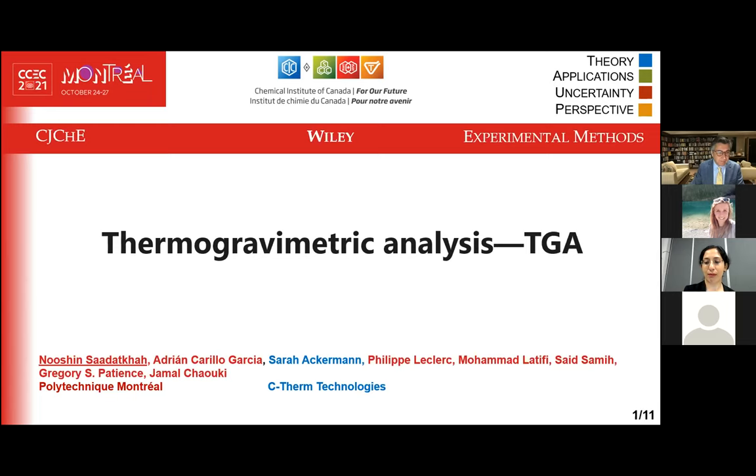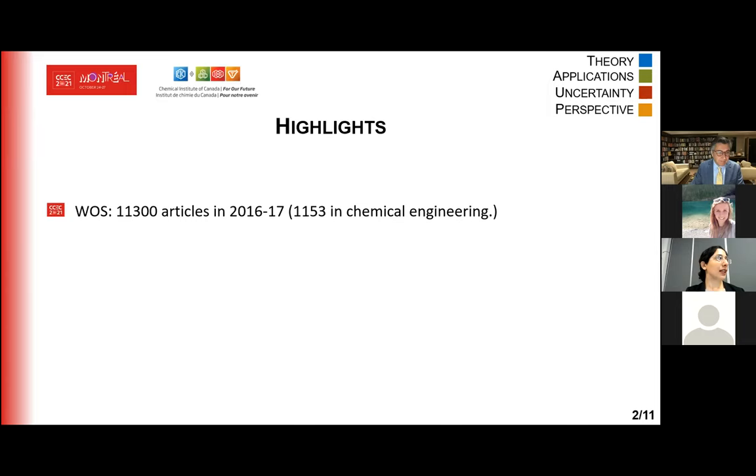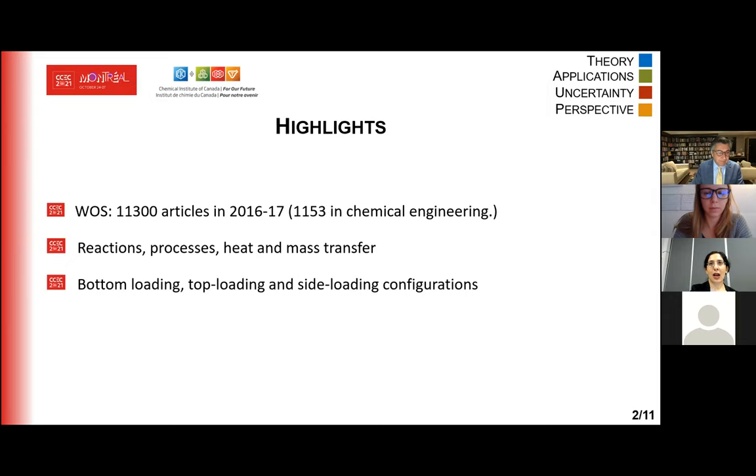To give you a general background idea of TGA, based on Web of Science, around 11,000 papers mentioned TGA between 2016 and 2017. Among these papers, 1,100 were in the field of chemical engineering. This technique can analyze different reaction processes and heat and mass transfer phenomena in different reactions. There are different configurations for common TGA instruments: bottom loading, top loading, side loading. I will talk about it later in detail. TGA by itself has some limitations in detecting different phenomena, but coupling TGA with GC, MS, and DSC makes it easier to analyze more complex phenomena.